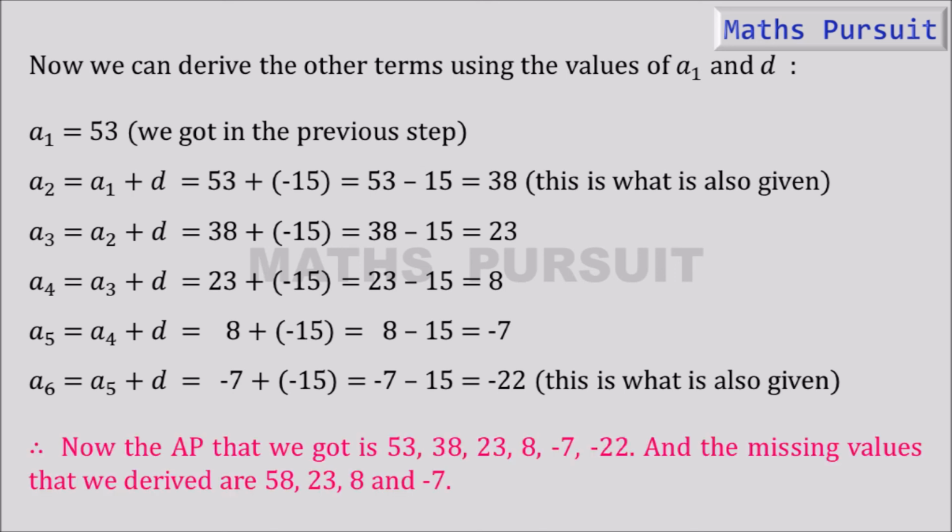Therefore, the arithmetic progression that we got is 53, 38, 23, 8, minus 7, minus 22. And the missing values that we derived are 53, 23, 8 and minus 7. Guys, this calculation is very easy, but I am taking so many steps and so much time so that I can explain it to you in detail. But whenever you do it, you can do it within 1 or 2 minutes. It will not take much more than that.